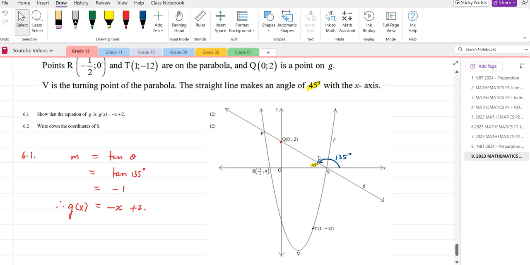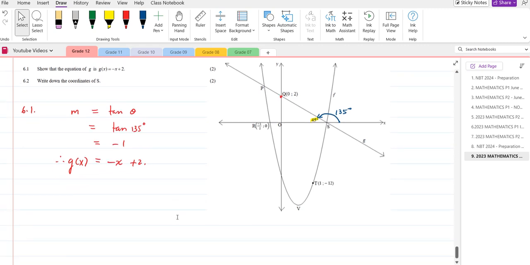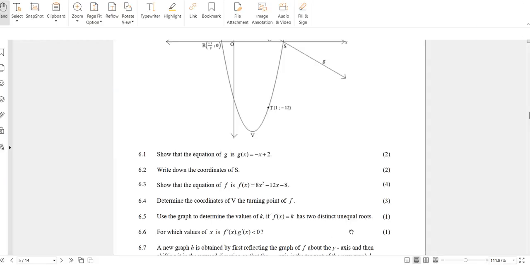Write down the coordinates of S. The coordinates of S are the x-intercept. If you make y 0, then 0 equals negative x plus 2. Take the x over, and you're going to get 2. Therefore S is 2, 0. Now we can find the equation of the parabola because we have the x-intercepts and we have a point. We're going to use the point to find the value of a. Quite simple, these questions are so far.